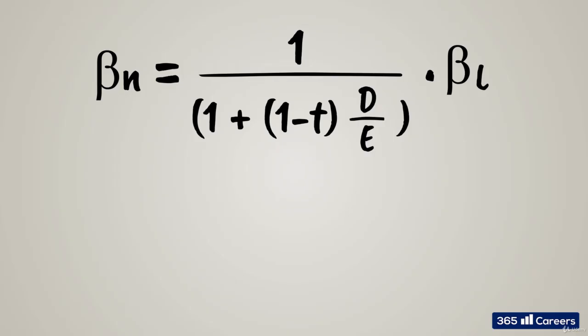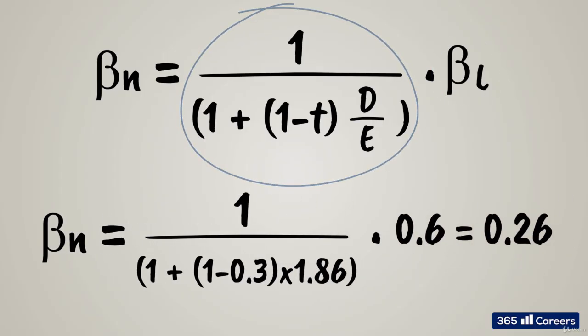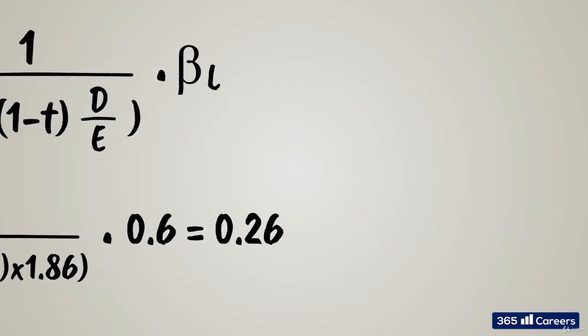To do that, we must multiply Company X's levered beta by the following fraction. In our case, this will give a beta of 0.26. This is Company X's unlevered beta, independent of the firm's capital structure. So, that's the beta we expect companies from this industry will have when we don't consider their capital structure.